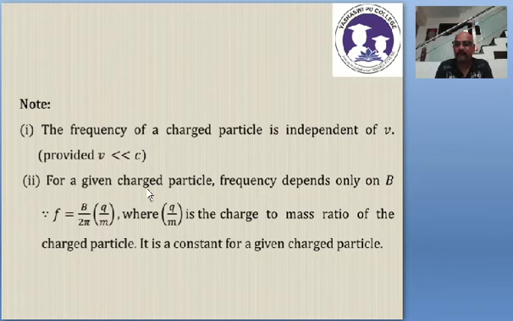For a given charged particle, frequency depends only on B. Only on B means, here notice that F is equal to B divided by 2 pi, Q divided by M. For a charged particle, frequency depends only on B, where Q by M is the charge to mass ratio of the charged particle. It is constant for a given charged particle. For example, if I take a proton, the charge and mass of the proton remain constant. So this charge to mass ratio of a given particle remains constant, whereas B you can change.